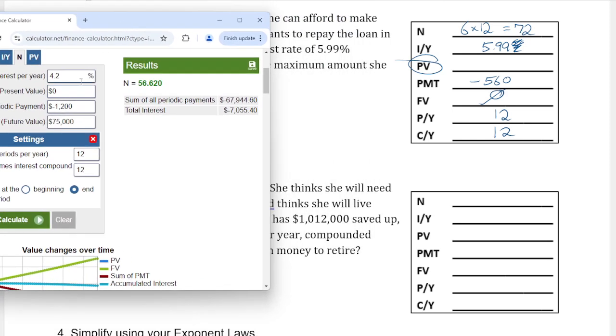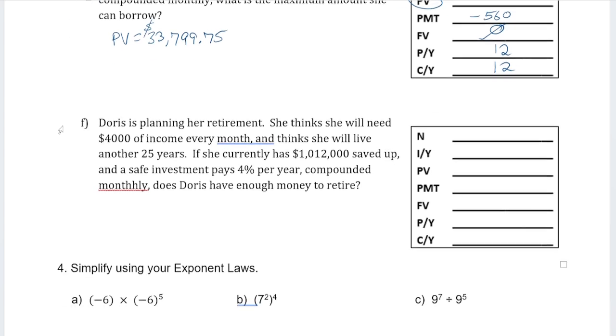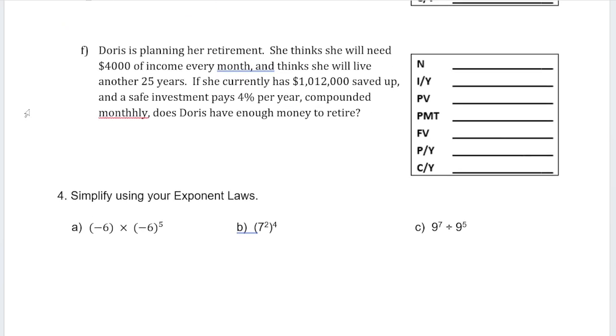We'll bring that over. We are solving for present value. 72 payments, 5.99%, $560 we're paying every month. We're not going to owe anything when we're done. Monthly still. So $33,799.75 is how expensive of a car she can buy. It doesn't mean it's a good idea to use all of it, but that's her budget. That's the maximum she can afford.